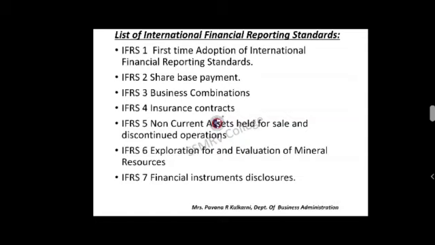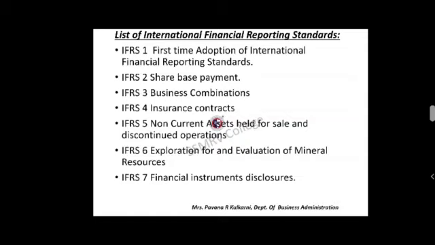IFRS 3 is for business combinations. When some businesses are merging or combining, then they have to go for IFRS 3. IFRS 4 is for insurance contracts taken by the companies. IFRS 5, non-current assets held for sale and discontinued operations. Whenever they are selling non-current assets, then they have to go for IFRS 5. IFRS 6 is for the industries which are engaged in extraction of mineral resources.